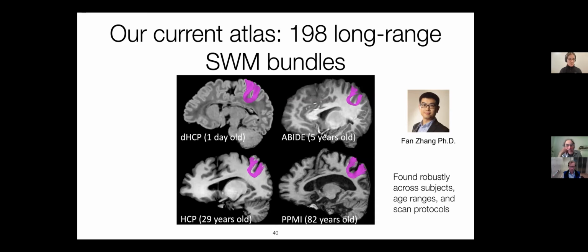So they're really quite medium to long range superficial white matter. This is not the most superficial of superficial, but we've shown that we can find these robustly across subjects, age ranges, and scan protocols. So this is a visualization of finding one particular magenta superficial white matter cluster from 1 day old to 82 years old.